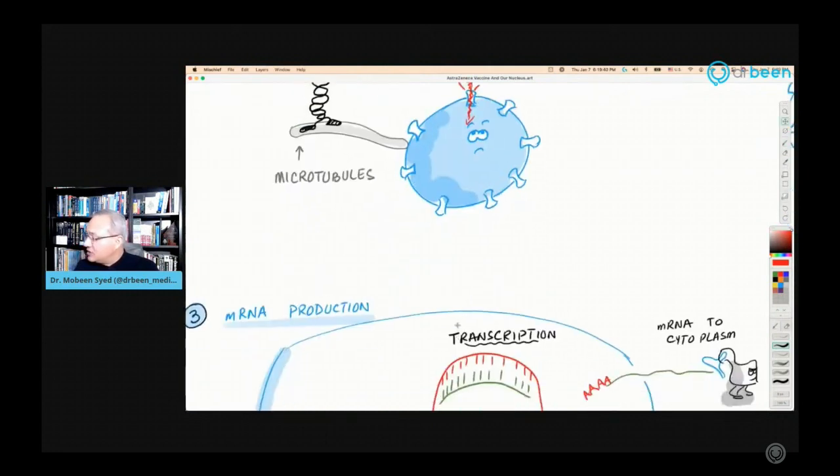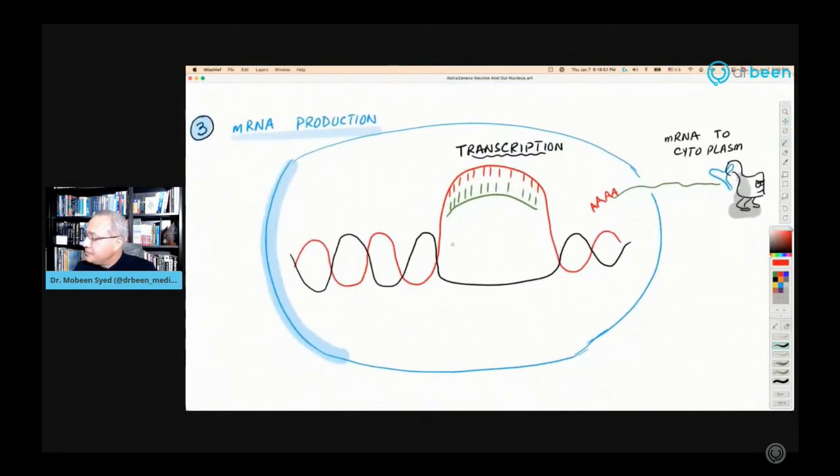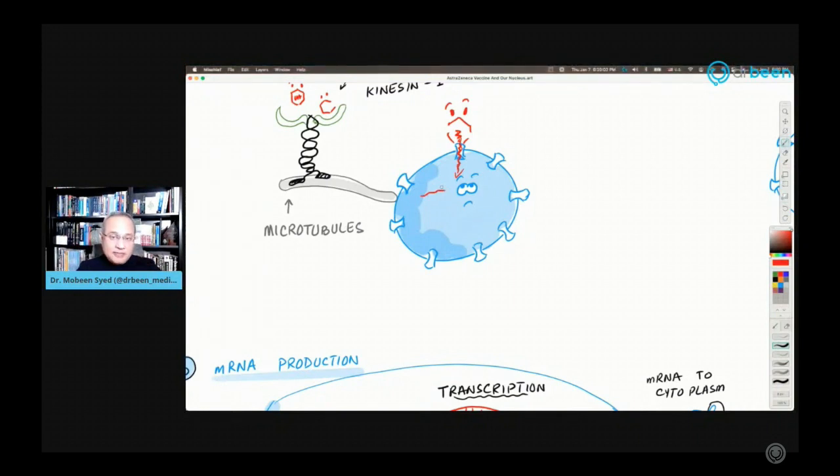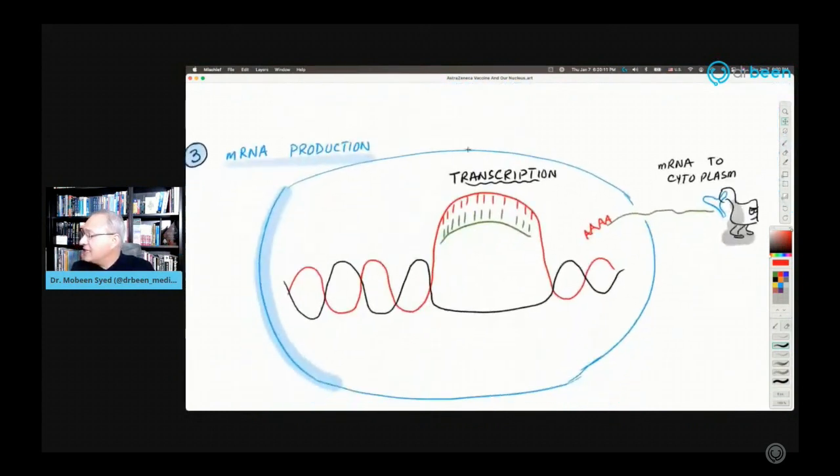Now what happens? What's next? From this DNA that has arrived in the nucleus, we now need to produce messenger RNA. That messenger RNA will then produce the spike proteins, as we have been seeing with the other vaccines in our previous days. So let's see how that happens.